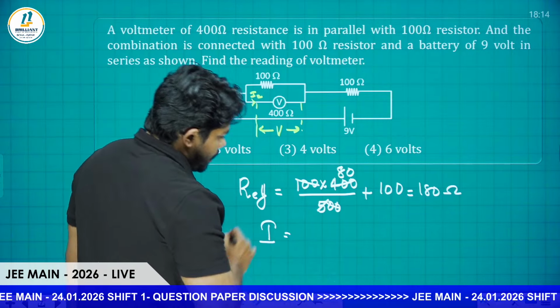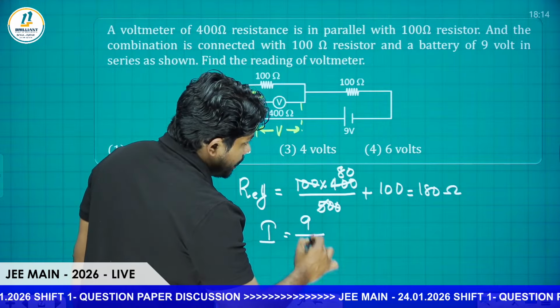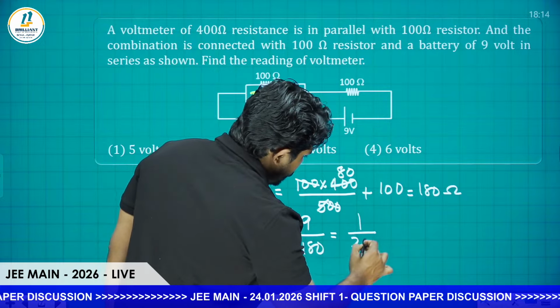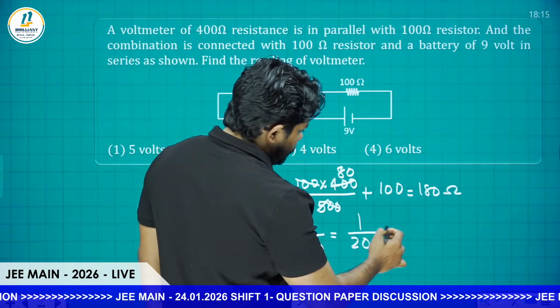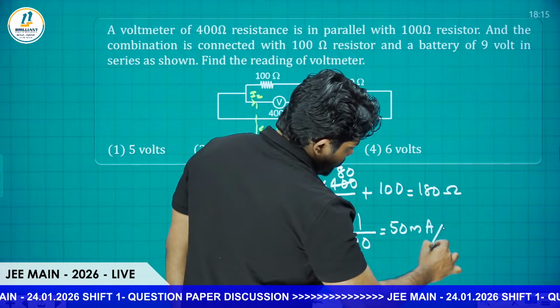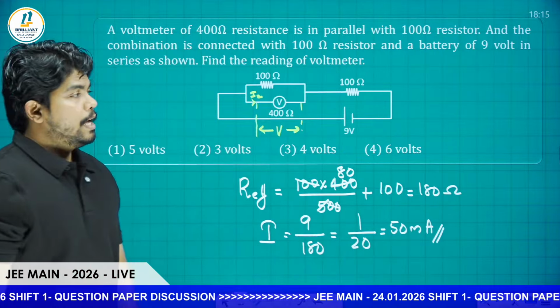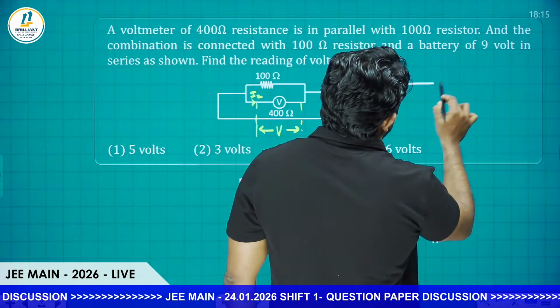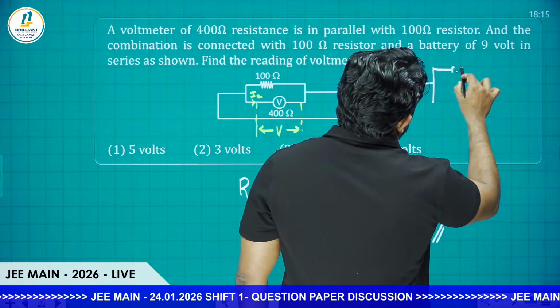Now what is the total current? That will be 9 volt divided by 180. So that's nothing but 1 by 20, right? 1 by 20 ampere, or we can write it as 50 milliampere. Okay, 50 milliampere will be the total current. Now if you look at this part, we can treat that according to the current division rule.